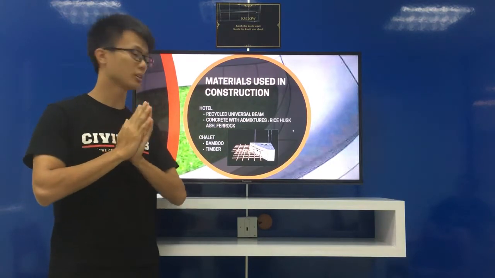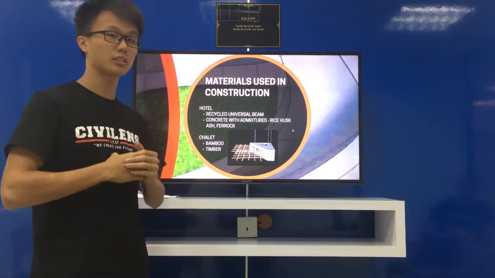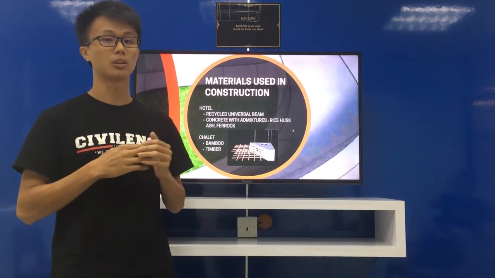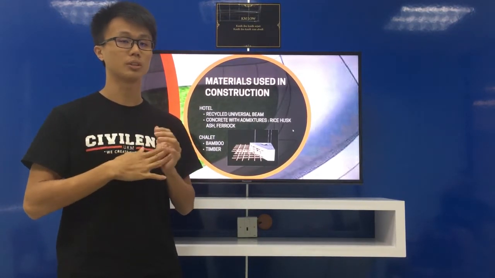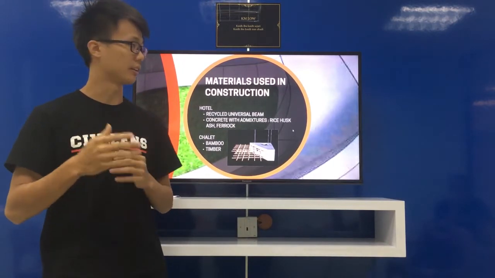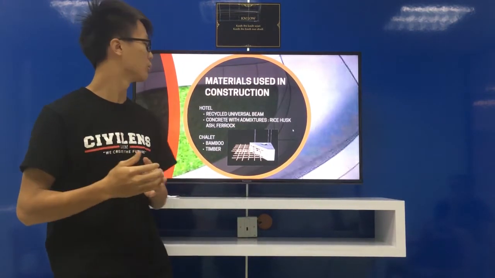And for your information, the pricing of timber is just about $305 per cubic meter, which is quite cheaper than the pricing of steel.